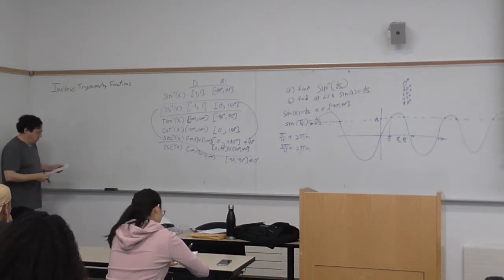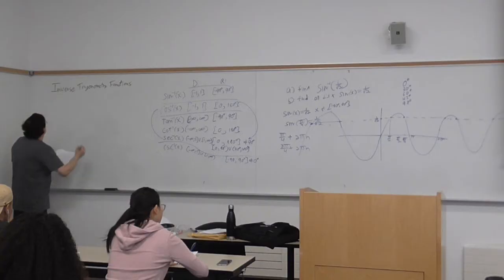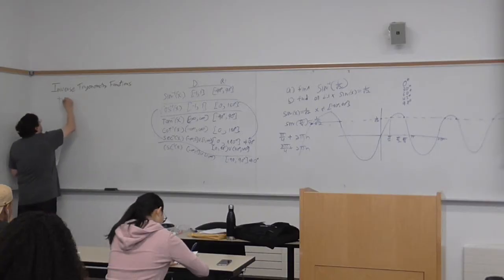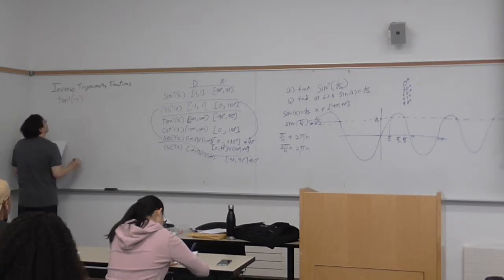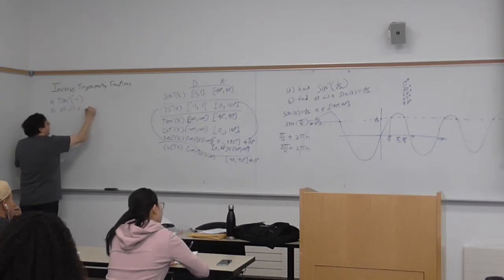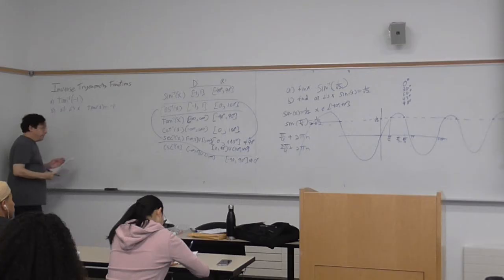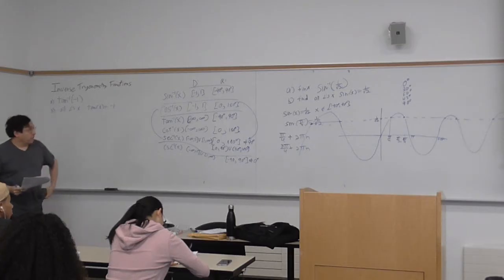All right, let's take a different function. The inverse tangent of -1. That's part A. And part B is all angles x such that tangent of x equals -1. Okay?